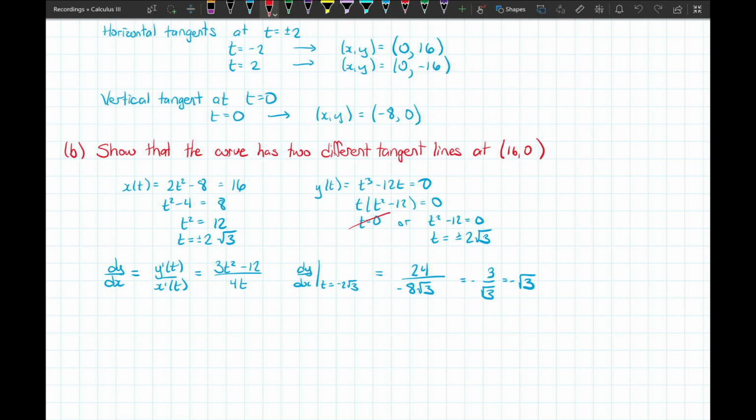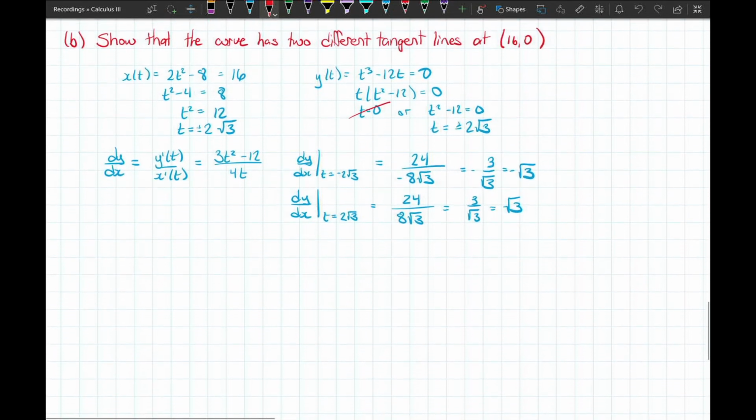But let's not forget that we also have to plug in t equals 2 root 3. That gives us the same value, except in the denominator we have positive 8 root 3, and that simplifies to positive root 3. So you see that we pass through that point twice, once when t equals negative 2 root 3, and once again when t equals positive 2 root 3, and we're going in different directions because the slopes of the two tangent lines at that point are different. Now I'll show you what this looks like in Maple in a moment, so maybe we can get a better understanding of what this graph might actually look like.